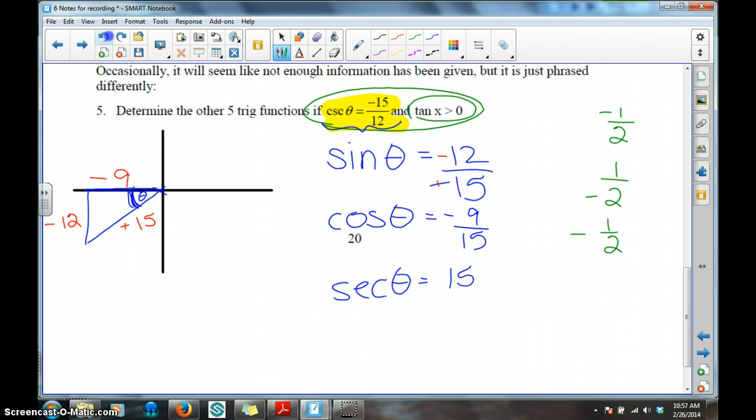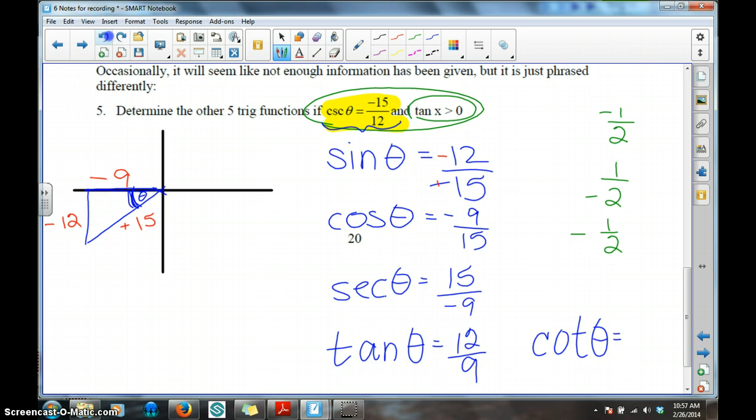15 over negative 9. I need the tangent. 12 over 9. Why not negative, Nate? Because there's 2 negatives. Double negative makes positive. And I need the cotangent. 9 over 12. This question didn't say anything about reducing, so I'm not going to bother.